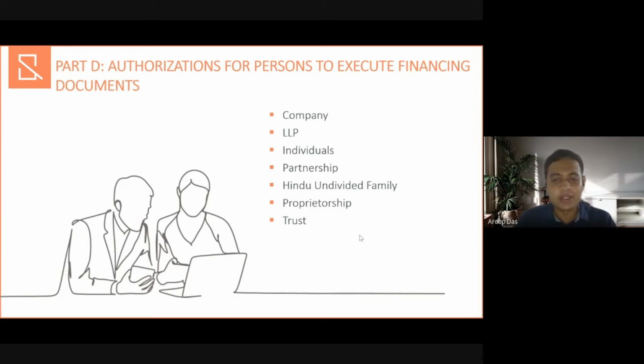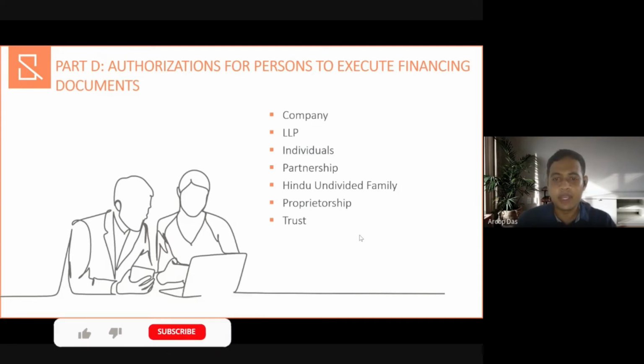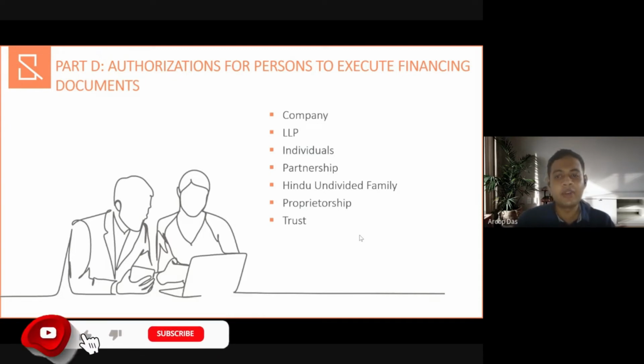For partnership, again, you need to take a resolution from all the partners, and as you would be already aware, that partnership does not have any distinction made between a designated partner or a normal partner as per the LLP Act. Hindu undivided families are again families which take up loans, and for this you need to take a consent of the karta, which is the head of the family.